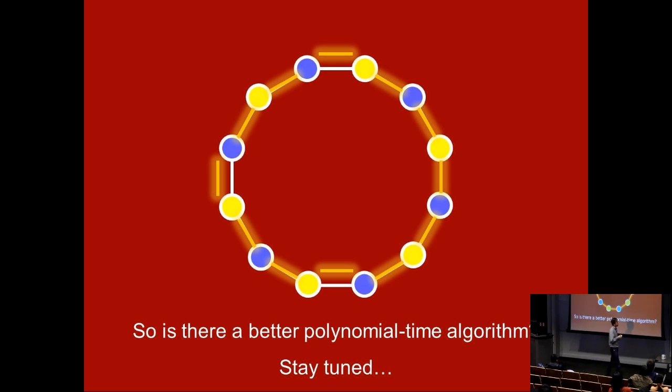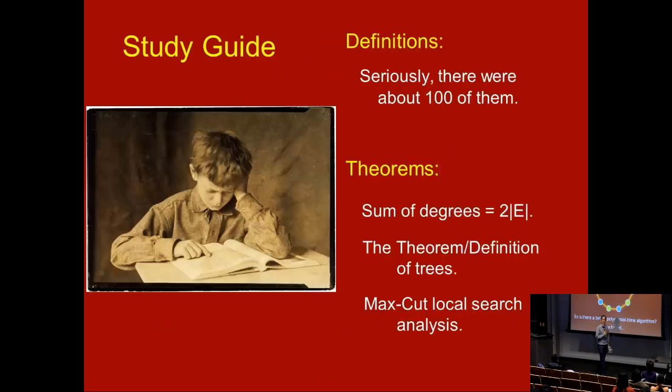You can certainly find the best coloring by just trying all 2 to the n different colorings. There are 2 possible colors for each vertex. You can just try them all, see how many edges each cuts, and pick the best one. That's going to take you 2 to the n time, though, so it's very slow. So you might ask yourself, is there a better polynomial time algorithm than this local search algorithm? We'll talk about this later in the course.